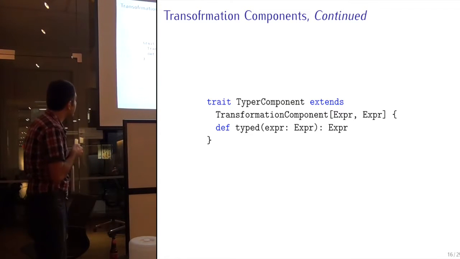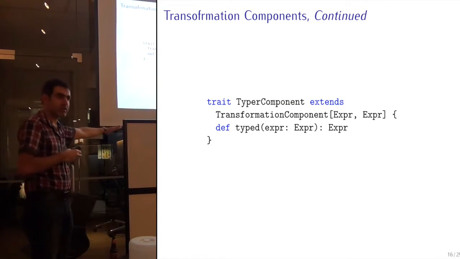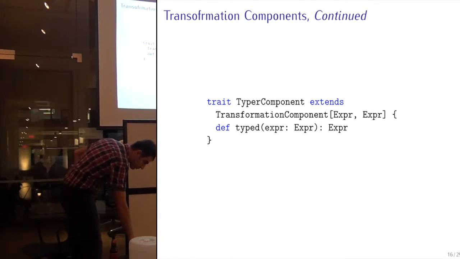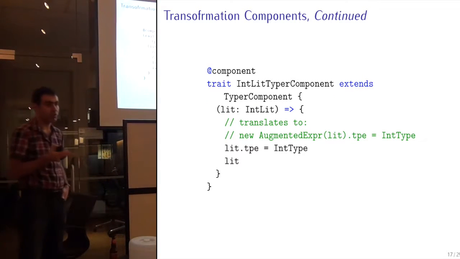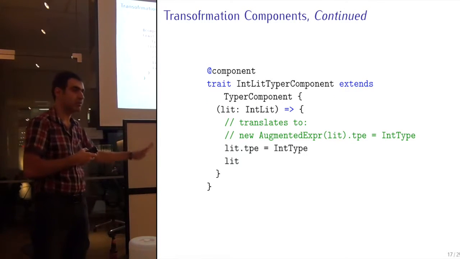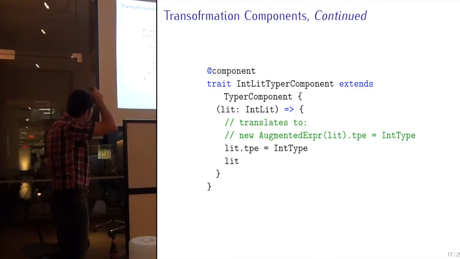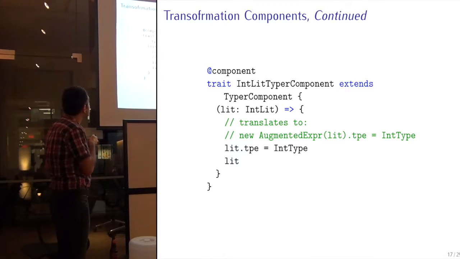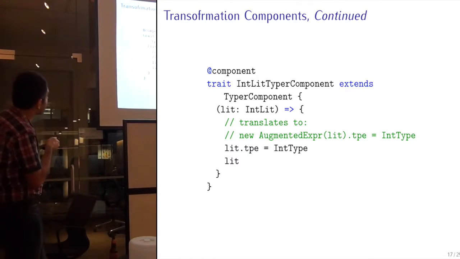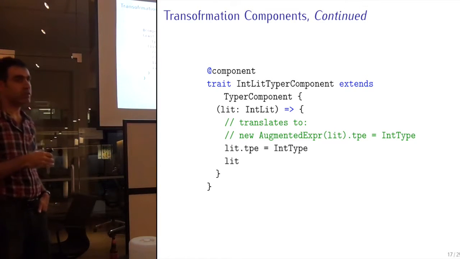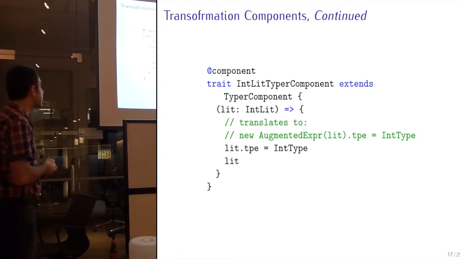So whenever we call typed, we are guaranteed that it will be able to type check it. Either it produces some ill-typed expression or some well-typed expression. So to create the partial function for the integer return, we use some macro to transform this to the apply and the isDefinedAt methods for us. So it's just some macro expansion.